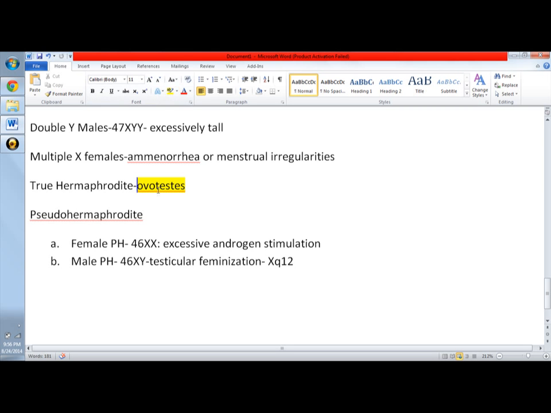For the pseudohermaphrodite, this is actually a problem because there is divergent gonad versus the phenotypic sex. The problem is the external genitalia. For the phenotypically female, they actually have a 46XX karyotype. They have normal internal genitalia but ambiguous external genitalia.